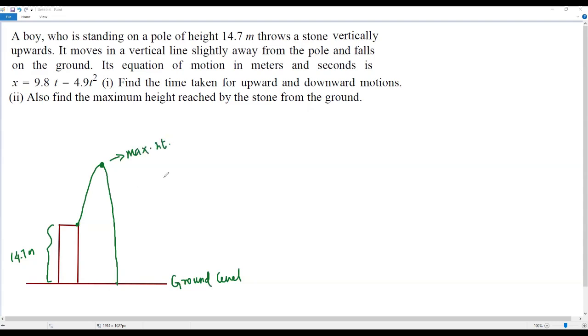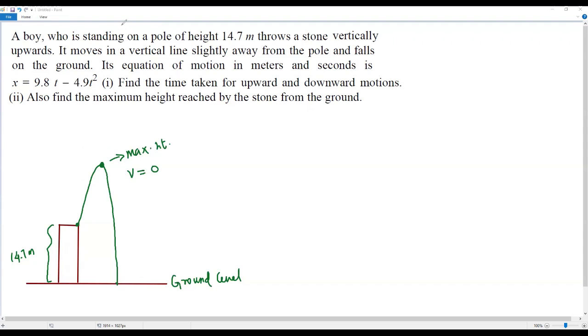Whenever an object is moving upward and reaches the maximum height, the velocity will become 0. Now from the equation of motion, x equals 9.8t minus 4.9t squared, we can find the velocity by finding the derivative of x with respect to time. Whenever we have an equation of motion, its derivative with respect to time gives the velocity. When I equate the velocity to 0, that's the maximum height, so I can solve for t. That is the time the stone takes to reach the maximum height, so that's the time for upward motion.